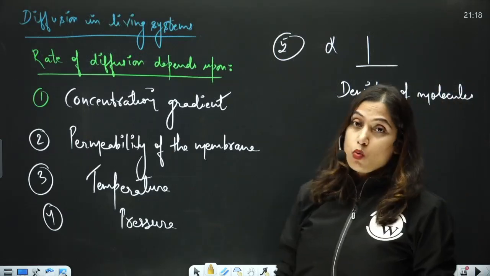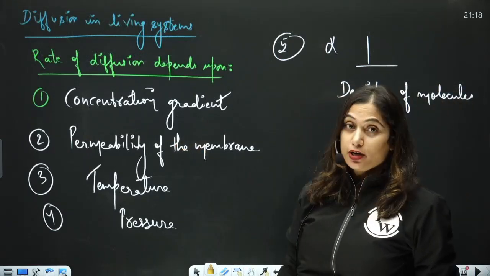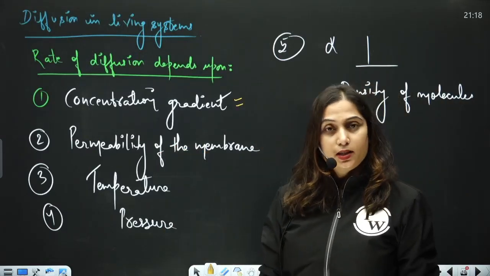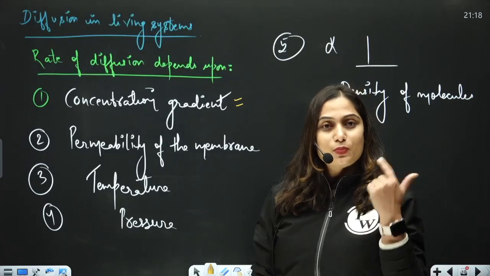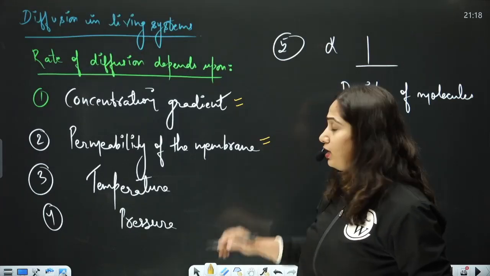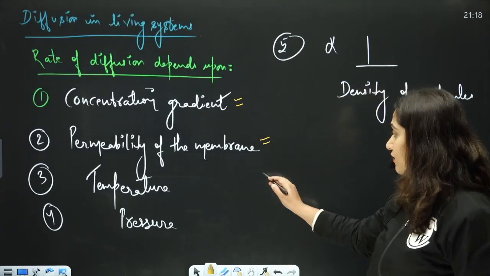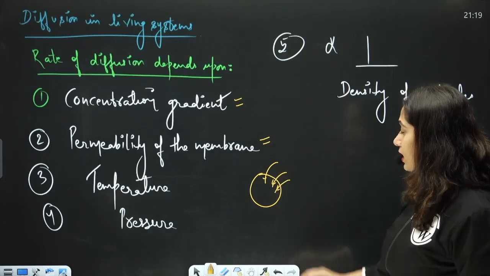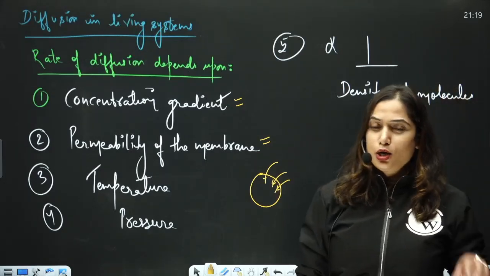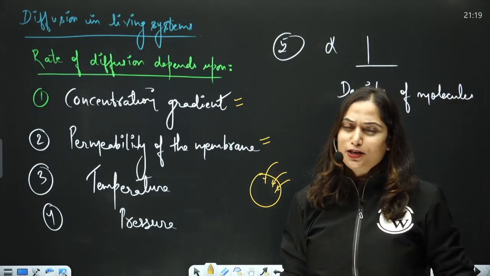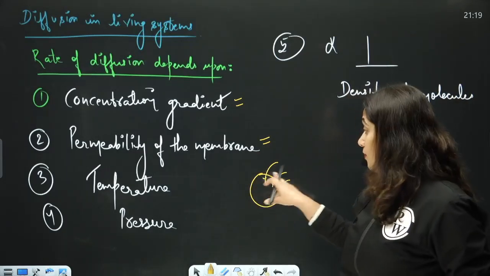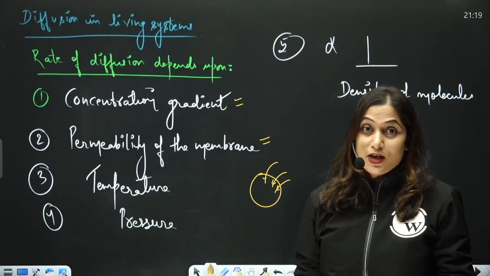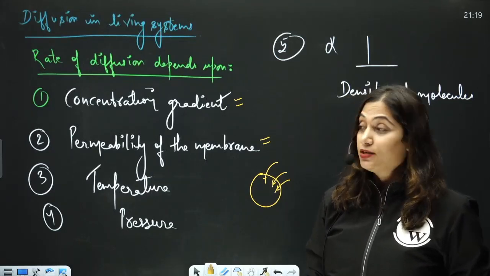Now, what are the factors on which the rate of diffusion depends? Obviously, the very first one is the concentration gradient. The more the concentration gradient, the more would be the rate of diffusion. Then permeability of the membrane. If something has to diffuse into a living cell, then if the permeability of the membrane towards that molecule is high, the rate of diffusion would be high. If the membrane will not allow the movement of the molecule, then how will diffusion happen? So yes, permeability of the membrane matters.